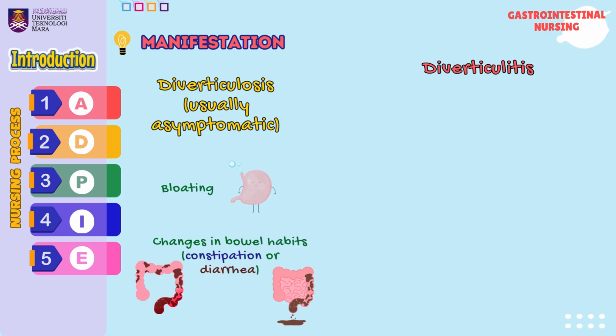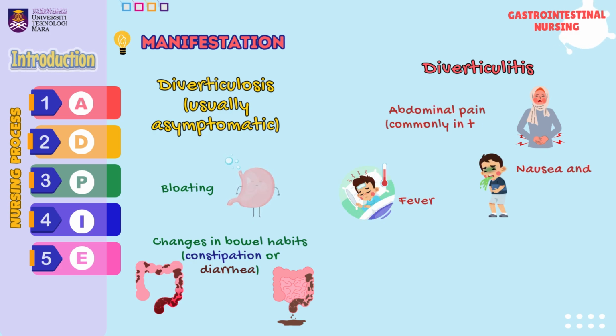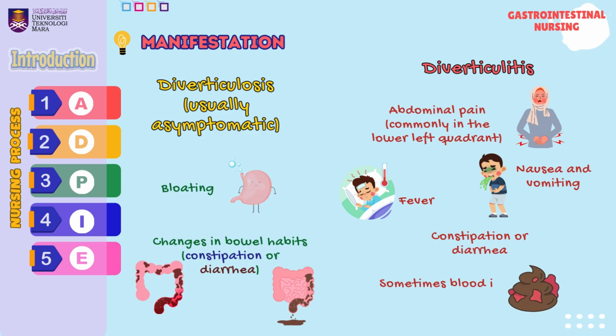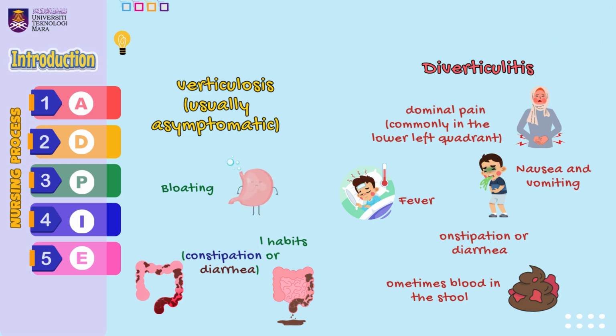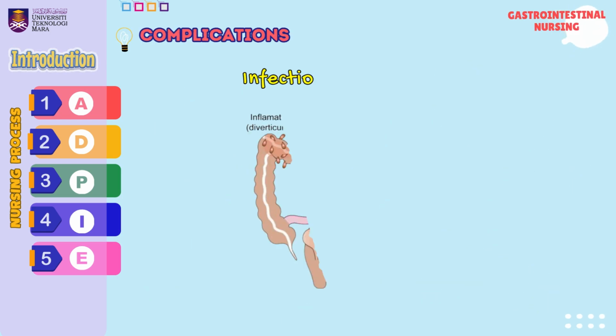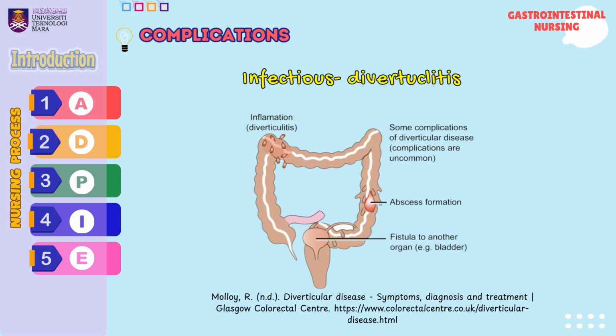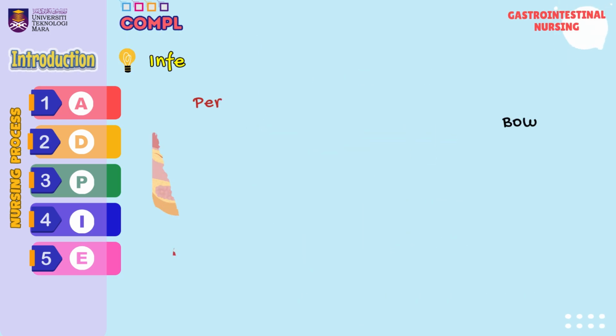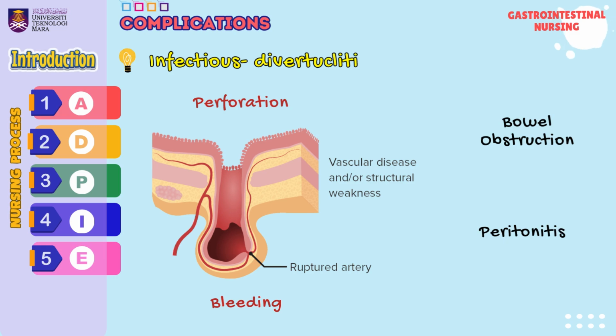Common signs of diverticulitis include abdominal pain, especially in the lower left side, fever, nausea, and vomiting. Patients may also experience constipation or diarrhea, and in some cases, there might be blood in the stool. These symptoms signal the need for medical evaluation and proper management. If left untreated, diverticular disease can lead to serious complications. These include abscess formation, bowel perforation, peritonitis, which is an infection of the abdominal lining, and fistulas, or abnormal connections between organs. Some patients may also experience rectal bleeding.